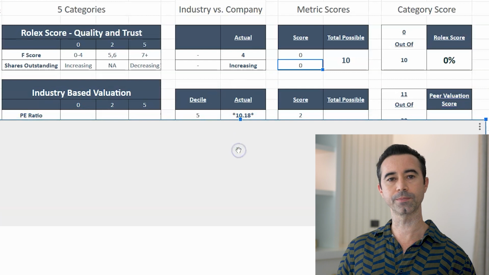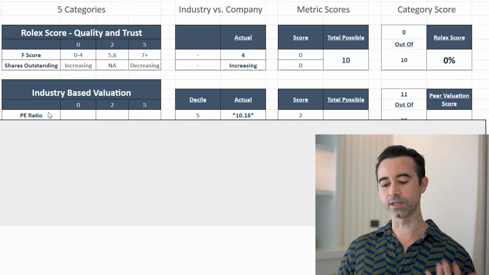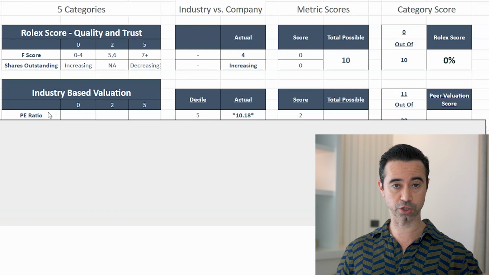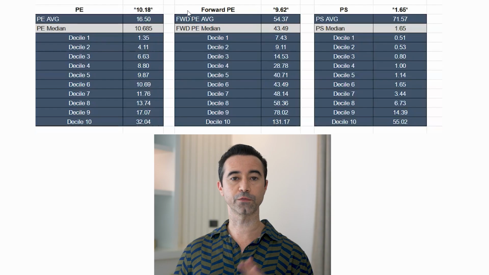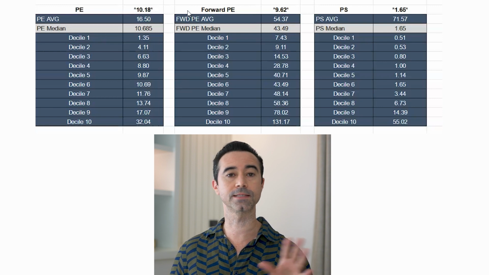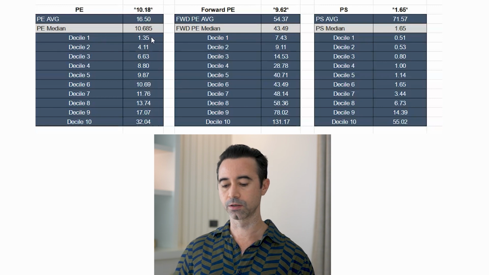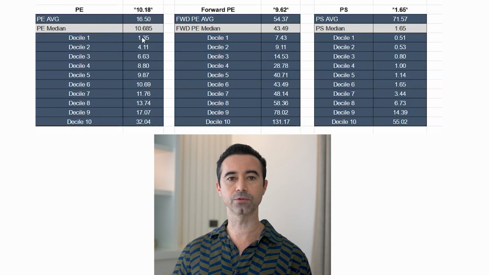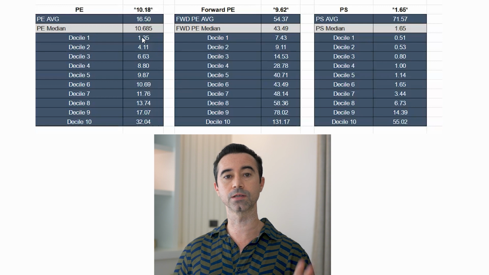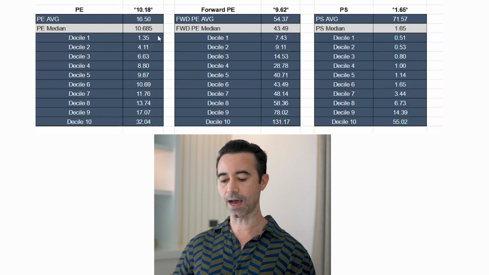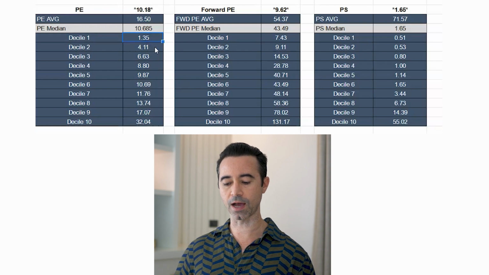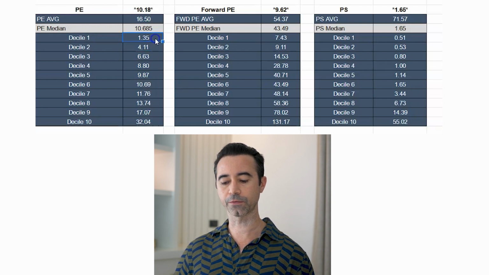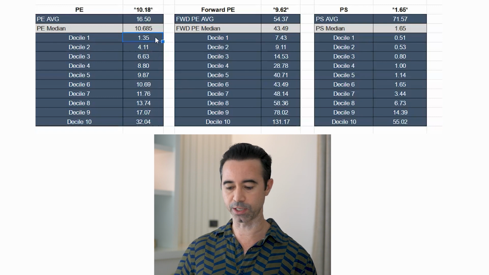Next up, industry-based valuation. What I do here is I ask, what is the PE ratio compared to the industry? And I use a decile system to figure this out. I'll show you what I mean. For example, I have 19 companies in the industry that Verizon operates under. I take all the different PE ratios in the whole industry, all the ones that are positive, and I rank them into deciles. So if you have a 1.35 to a 4.11, you're in the first decile of PE ratio.